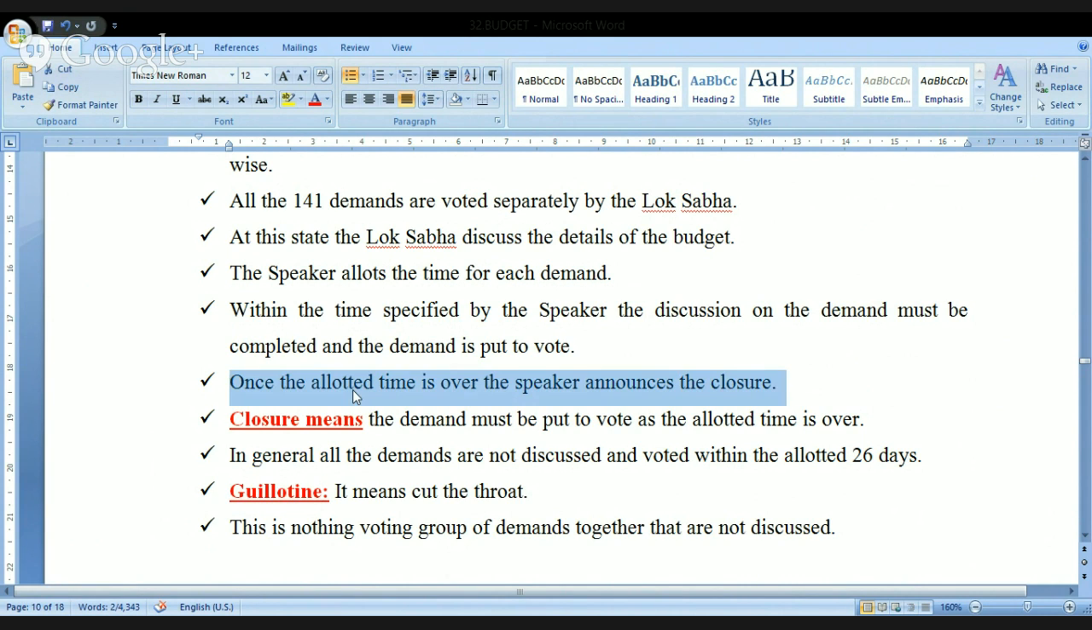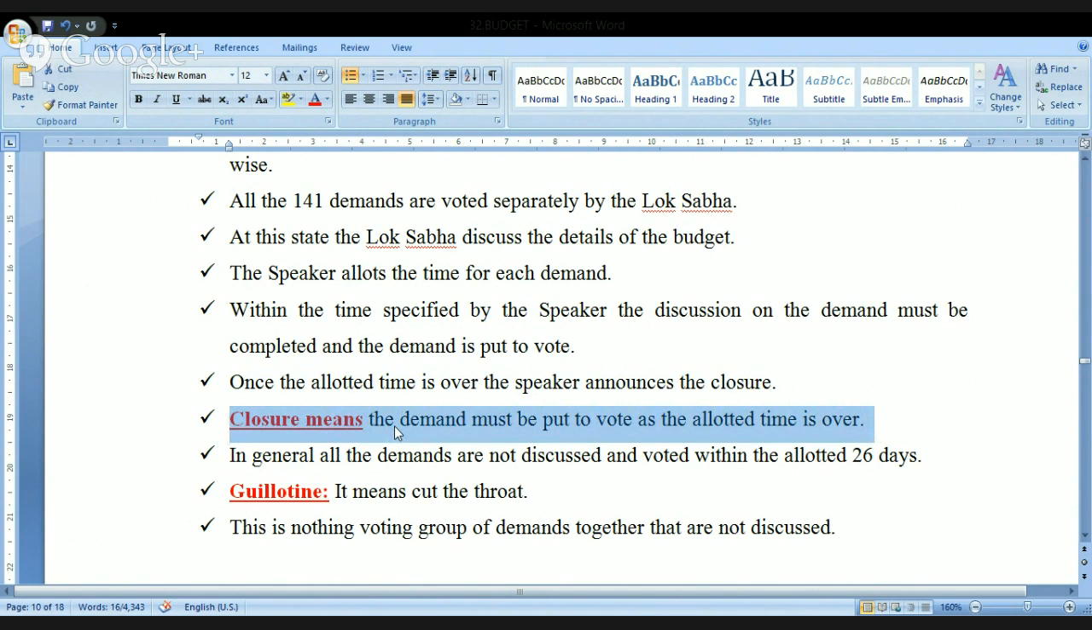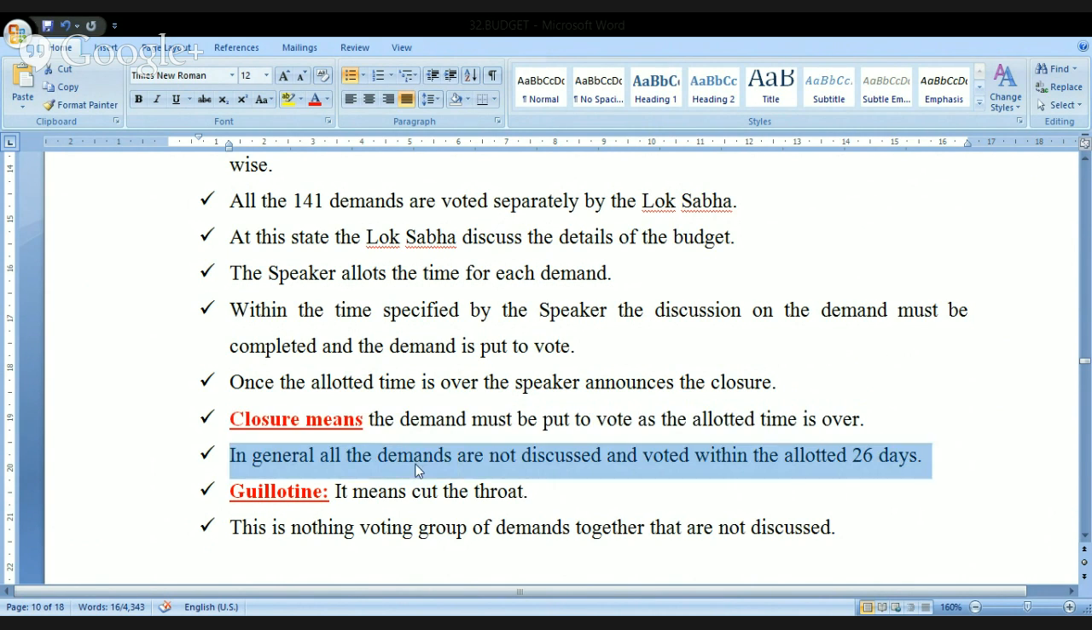Look at this next one. Once the allocated time is over, the speaker announces the closure. What do you mean by this closure? The demand must be put to vote as the allotted time is over. No more discussion is permitted because the time is over. Immediately that will be put to vote. That is nothing but an order given by the speaker. In general, all the demands are not discussed and voted within the allocated time of 26 days. Never in the history of India has it happened. But whenever the 26 days are over, since the allocated time is over, now the speaker announces the guillotine.